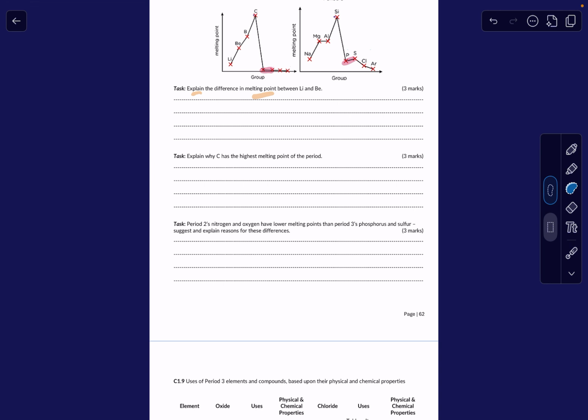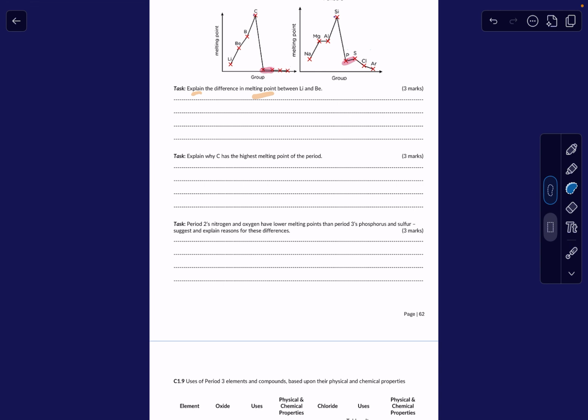And then can you explain the differences of why these ones are so much lower than the ones in the group below? Don't get me wrong, they're both low, but why is it that nitrogen and oxygen in group 2, period 2, are much lower than phosphorus and sulfur in period 3? And again, the question comes back to how do these things exist naturally? If you can answer that question, then you should be able to get those 3 marks.